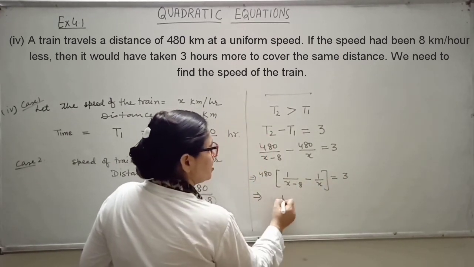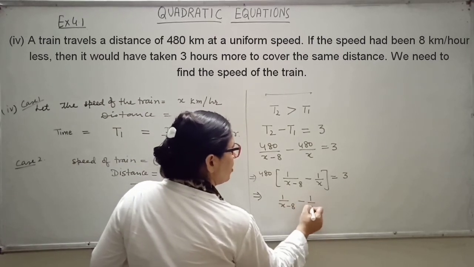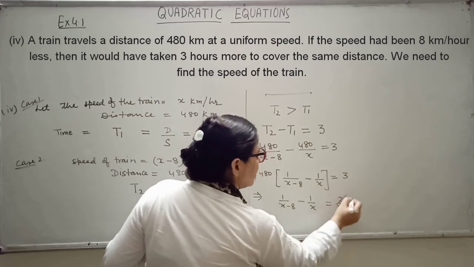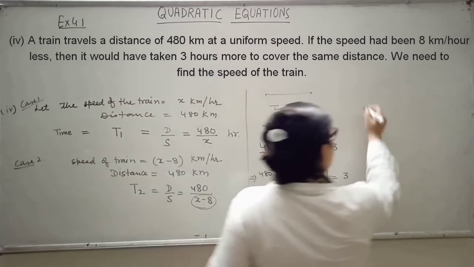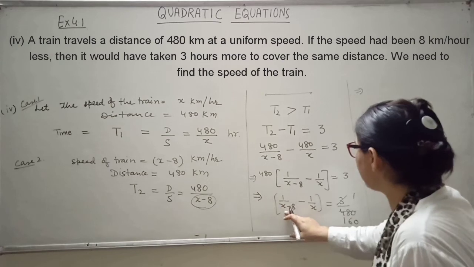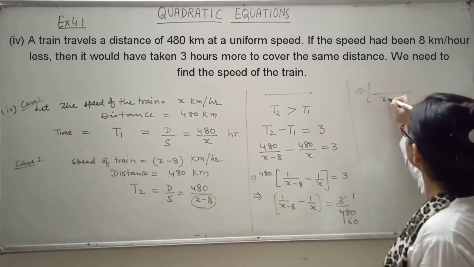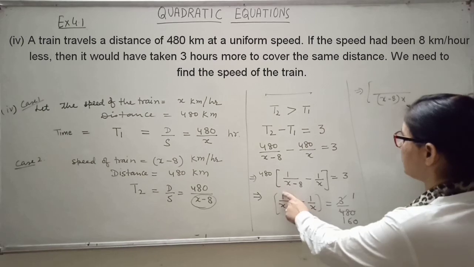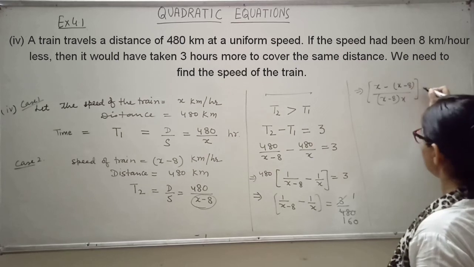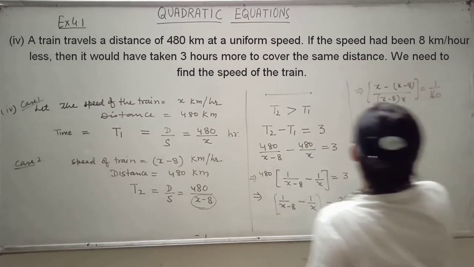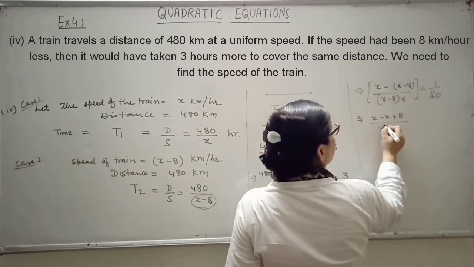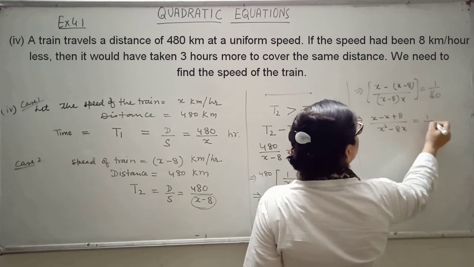Now, this is 1 upon x minus 8 minus 1 upon x. Take the LCM of x minus 8 and x. This x will be shifted to this side with a minus, and this will go to this side, x minus 8, equal to 1 by 160. So when you simplify, x minus x plus 8 upon, when you multiply it, it will become like this.